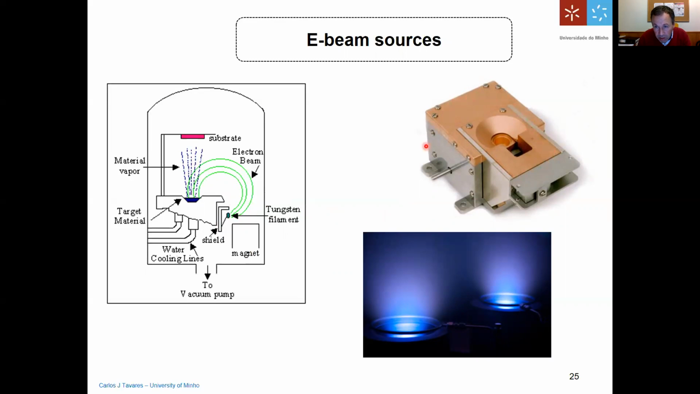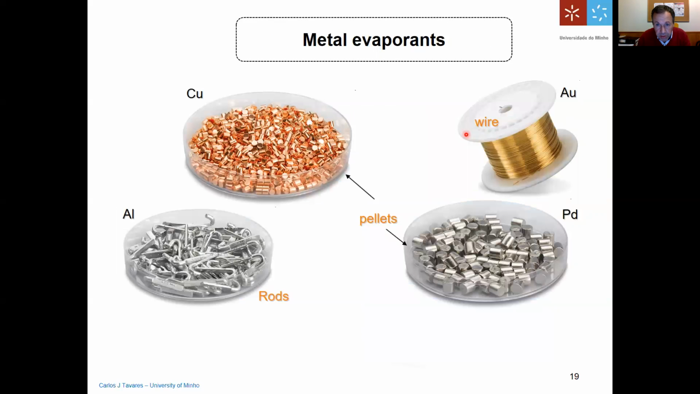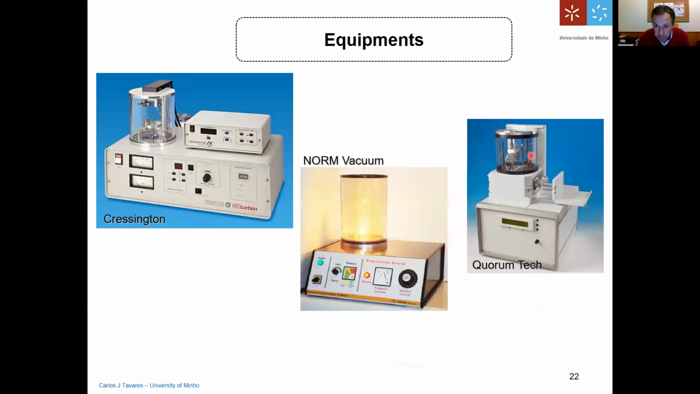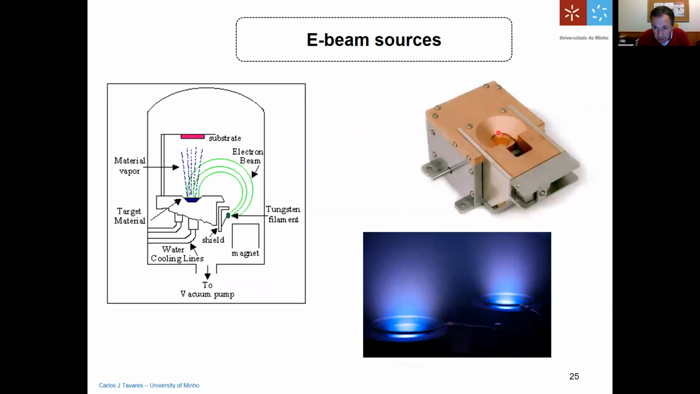But let's look at the evaporation source. So this is how it looks like. This is where you put your pellets. So you can put your materials, either copper, aluminum, palladium, gold, and you put them here. And the surrounding material is copper. You use copper because copper has a very good thermal conductivity, as a metal. And so it will be very efficient for cooling this part, because you only want to make evaporation for the material which is here inside this hole, this crucible. You do not want to evaporate copper.